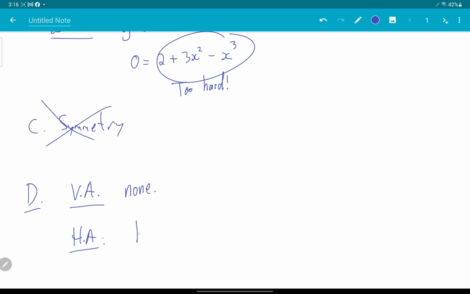Horizontal asymptotes. Okay, for this, we'll look at two limits. We'll look at the limit as x goes to infinity of f of x, and also the limit as x goes to minus infinity of f of x.